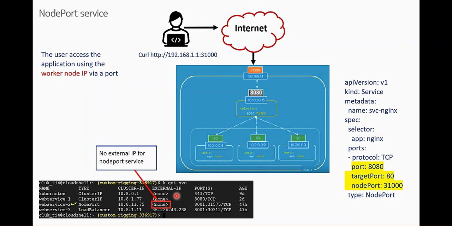Okay, so the user will access the application using the worker node IP via a port. If I list the services, what I see is that web service 2 is node port type, and there is no external IP for the node port service because it assumes that you will use the IP address of your worker node.